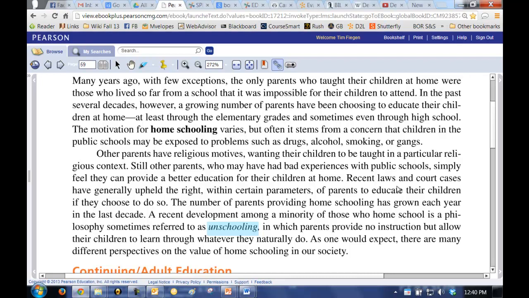Recent laws and court cases have generally helped uphold that right, within certain parameters, of parents that educate their children to do so. The number of parents providing homeschooling has grown each year in the last decades. A recent development among a minority of those who homeschool is a philosophy sometimes called unschooling, and this I haven't heard of, in which parents provide no instruction but allow their children to learn through whatever they naturally do. And as one would expect, there are many different perspectives on the value of homeschooling in our society.